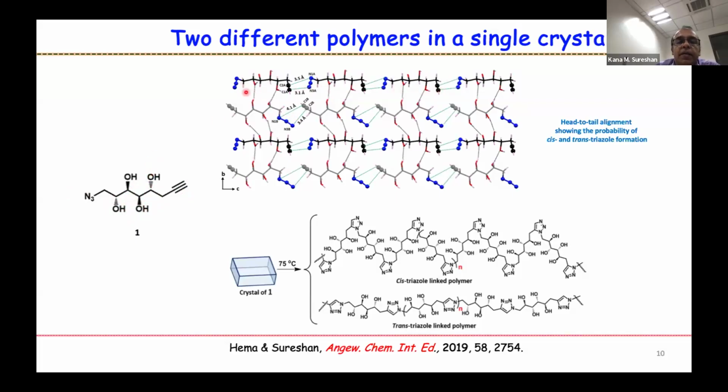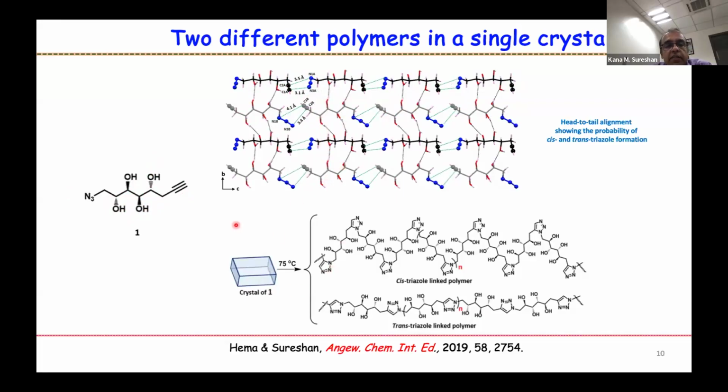Now, this is the crystal packing. You can see this is one conformer. They are self-sorted. And the next line is the next conformer. They are also self-sorted. So you can see this is self-sorted in such a way that it can form 1,5-substituted triazole. You can see it is parallelly oriented. This is azide and alkyne. And in the next line, you can see anti-parallel orientation. This will give 1,4-substituted triazole. So this alternates back and forth.